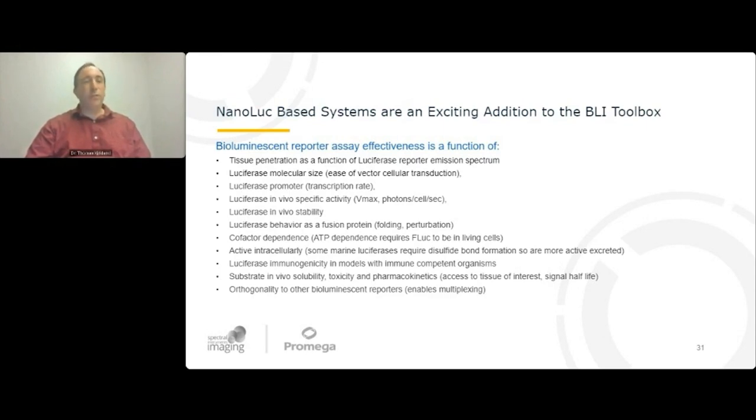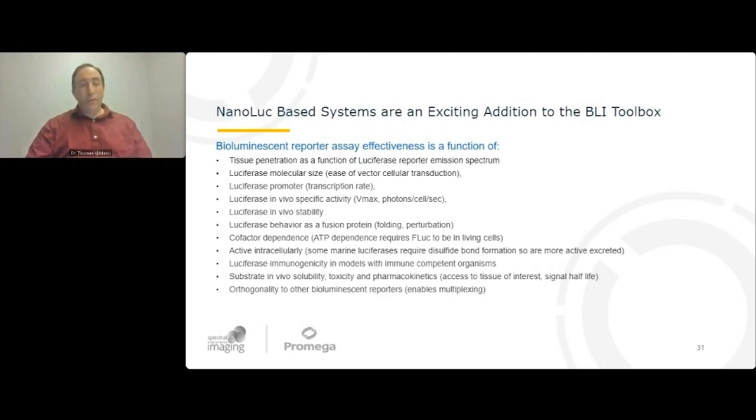The specific activity, which gives you the brightness, is quite important. As for stability, NanoLuc is quite a bit more stable than most firefly enzymes and most other marine luciferases. Then there is the behavior of the luciferase as a fusion protein: does it perturb anything it may be fused to? NanoLuc was evolved to not do that. The cofactor dependence: there are advantages and disadvantages to being ATP dependent, and there are experiments where you would like ATP independence, as I mentioned earlier with exosomes. So there definitely are times to choose NanoLuc for its ATP independence. Being active intracellularly or extracellularly, sometimes you want either of those, and NanoLuc can do either.